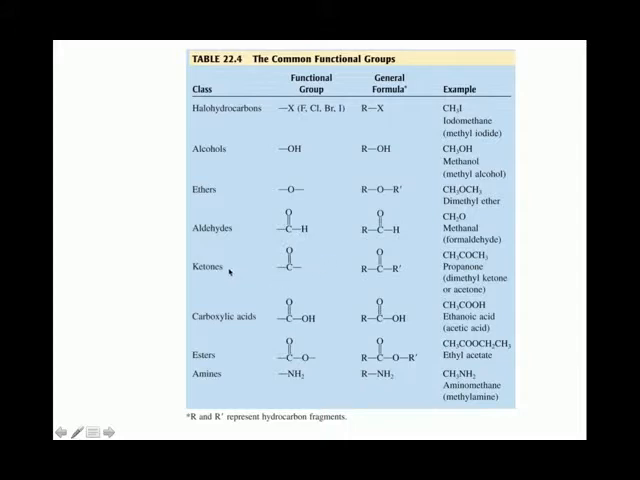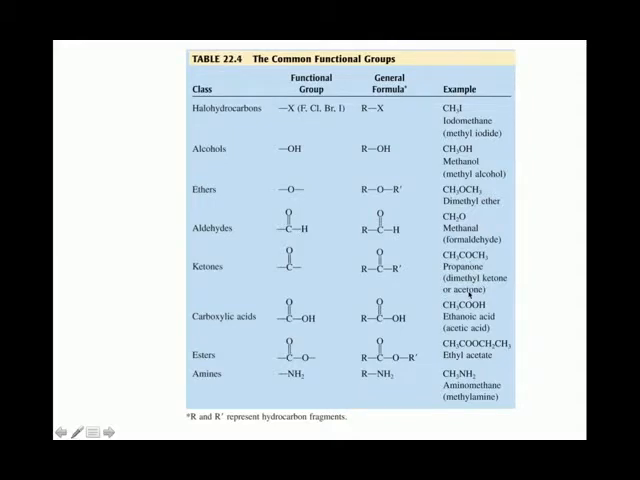Next we have a ketone, and many times aldehydes and ketones are looked at together because they both have a carbon atom double bonded to an oxygen. In this case with the ketone, it's on a carbon that's bonded to 2 other carbon atoms. Remember, for an aldehyde it was on the end of the chain, here it's within the chain. And we can see the general formula, and we have propanone or dimethyl ketone, or acetone.